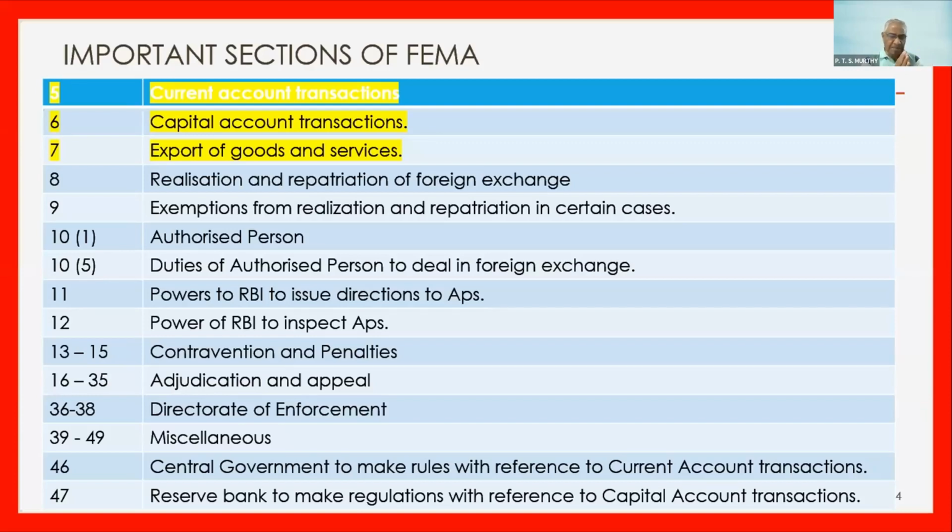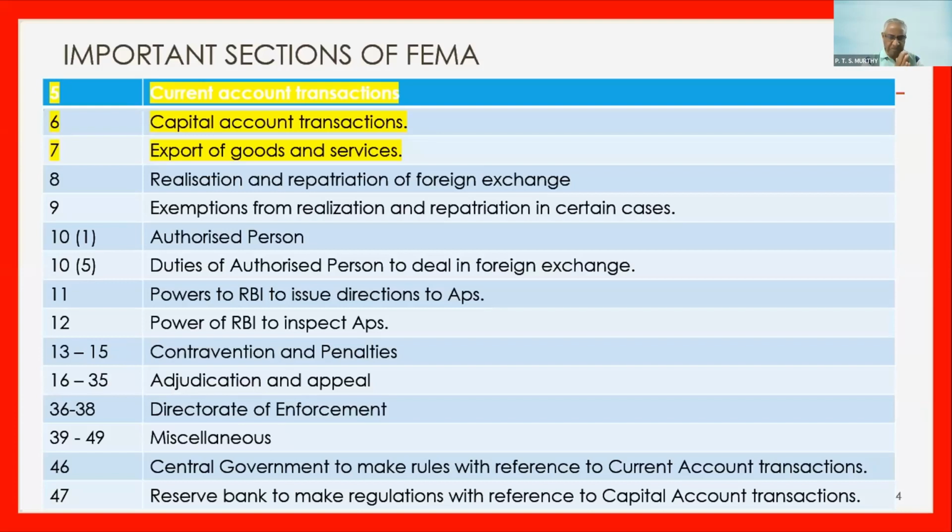All commercial banks, meaning public sector banks, private sector banks, and foreign banks, come as authorized persons under schedule category number 1. We call them AD category 1 banks. Category 2 are some of those RRBs and cooperative banks who have been authorized by RBI to deal in foreign exchange transactions.